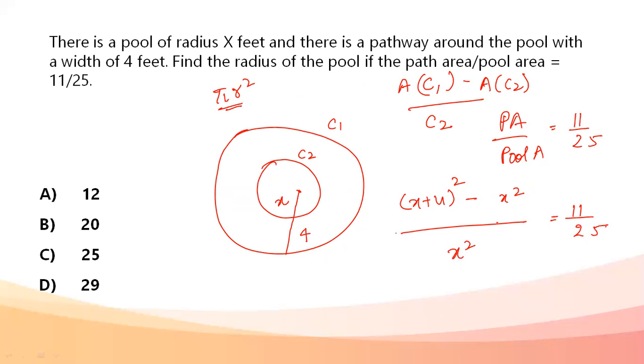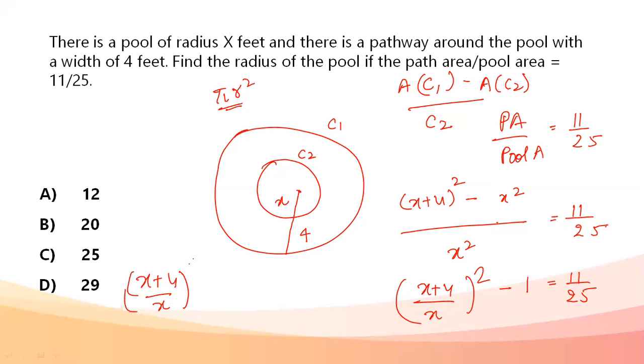Okay, x square, what we can do is divide by x square. So this becomes x plus 4 by x, the whole square, minus 1 is equal to 11 by 25. Okay, take 1 to the other side. If you take 1 to the other side, x plus 4 by x, the whole square, becomes 11 by 25 plus 1, that is 36 by 25. Now take the square root. X plus 4 by x equals 6 by 5.